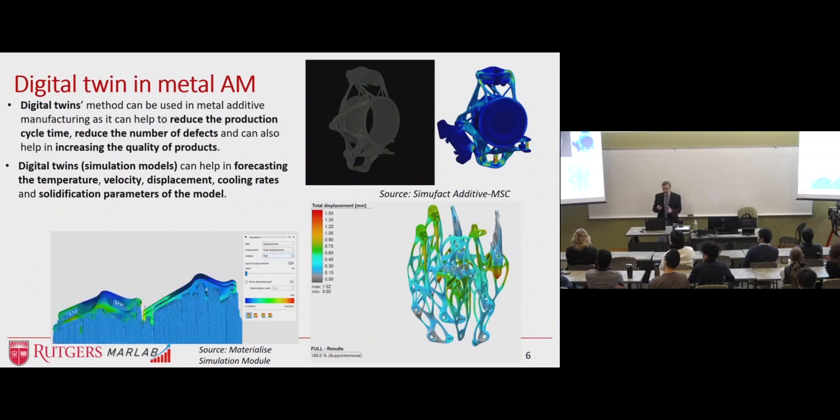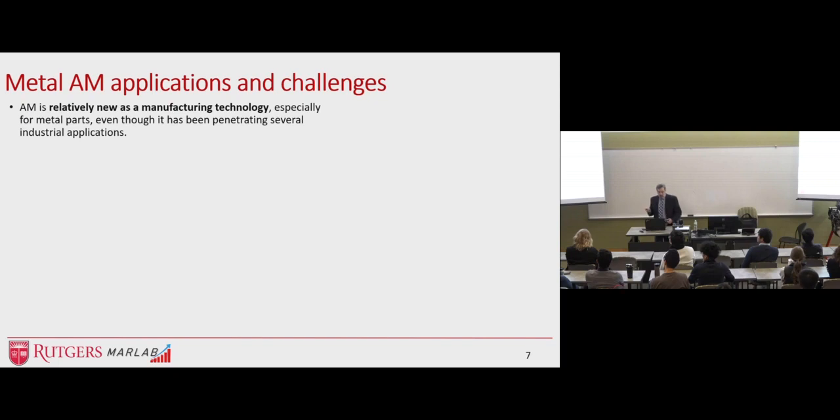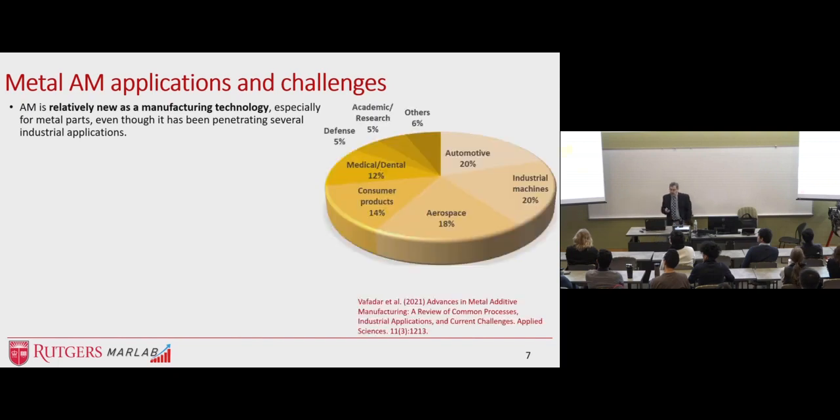So digital twins, in this case, we're talking about just simulation models, digital models. In that case, they can also help in forecasting the temperature, velocity, displacement, cooling rates, and solidification parameters of the models. All the things that you're learning in your classes: solid mechanics, fluid mechanics, thermodynamics, and other metal forming and manufacturing processes courses.